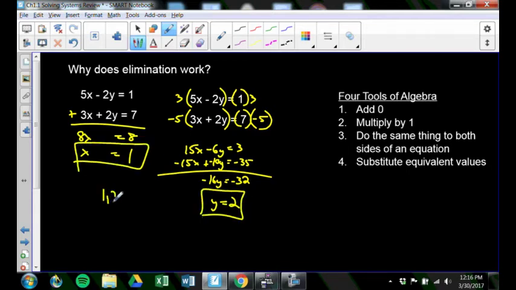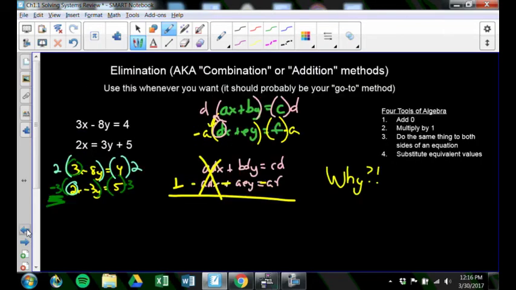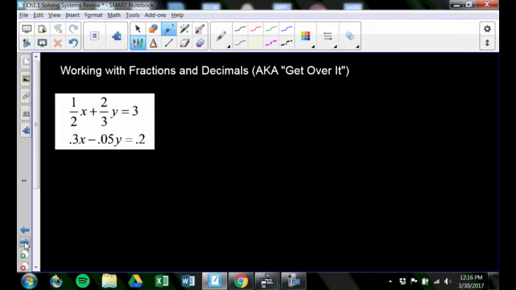My solution is the point (1, 2). So instead of going back and resubstituting, I could just eliminate the other variable. You can do elimination twice, or you can just go back and resubstitute. This was the substitution method where I took it and I plugged it back in. This is me just eliminating twice. Either one is fine. They both have their uses, whichever you prefer.